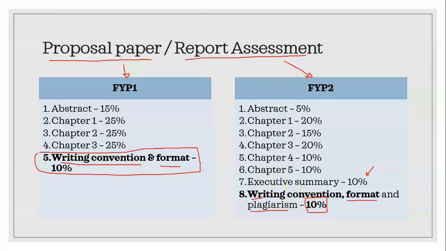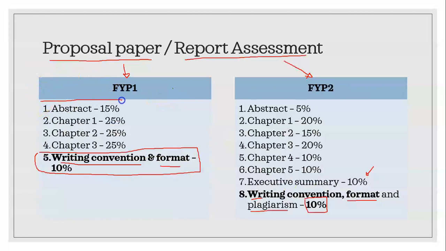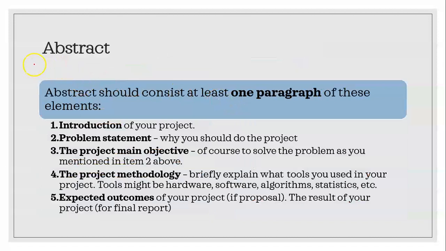Before we go further, I would just like to talk about securing the abstract marks: 15% in FYP1, and 5% in FYP2. To secure the abstract is very simple. The abstract should consist of at least one paragraph with these elements. There are 5 basic elements. You should start your abstract with the introduction of your project. This project is so and so, or you just give your introduction of your project.